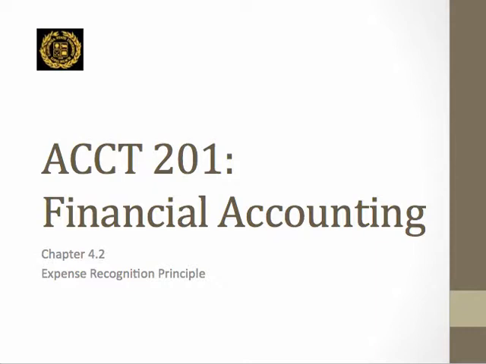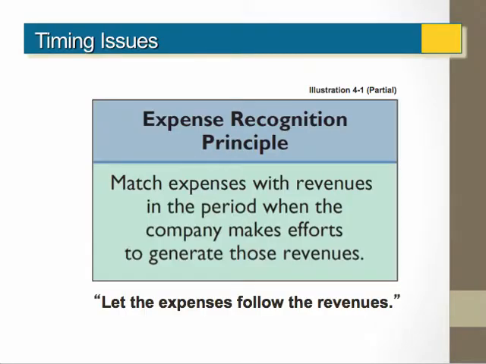So when we look at expenses, we want to make sure that expenses are being recorded in the same period as the revenue. So we use the expense recognition principle, which basically tells us that we want to make sure that expenses are in the same period as revenues. Now that provides an issue for us if we're using the cash method of accounting. The cash method of accounting says that we recognize expenses at the time cash is paid.